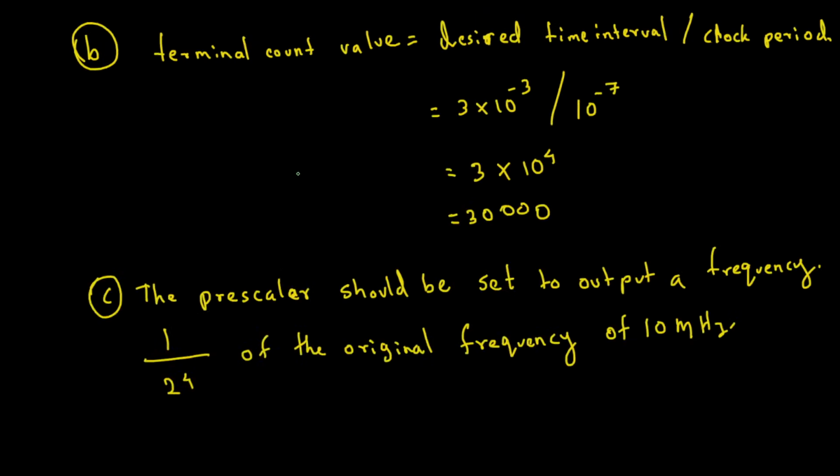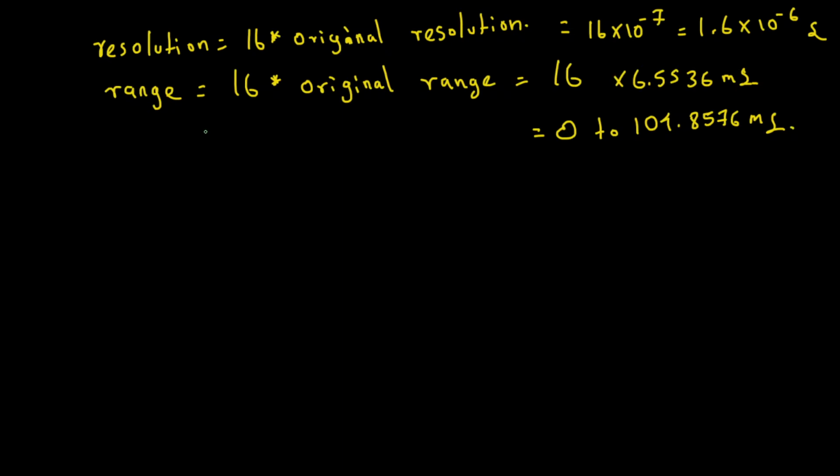Okay, you have to just look at for the prescaler what we are dividing with, and that's the one we have to multiply to get the resolution and range. We have to multiply 16 by the original resolution and 16 by the original range in order to get the resolution and range after the prescaler is added.